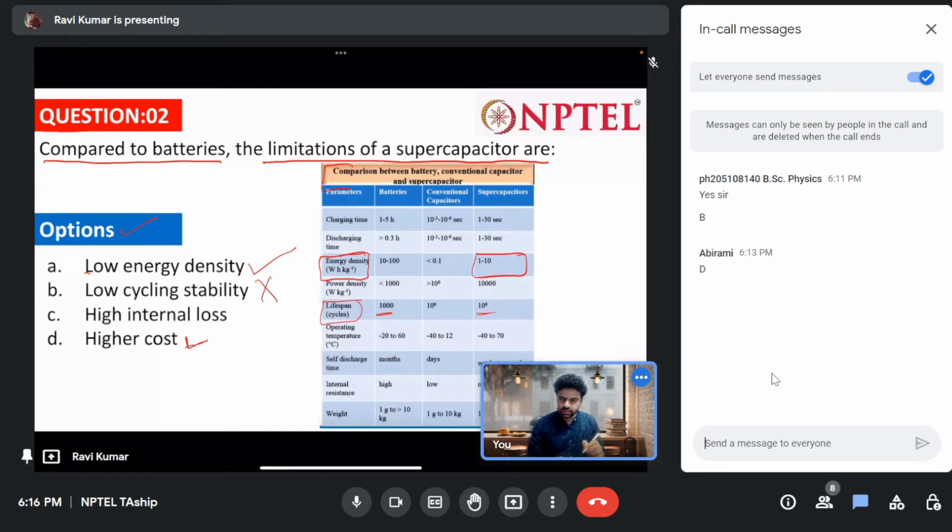Now next says high internal loss. High internal loss, then there should be self discharge. So self discharge time for battery is in months, while for a supercapacitor it's week to month. So yes, high internal loss. Higher cost, no. Supercapacitors are not costly. Even lithium ion batteries are also costly. So this option is not correct. So our answer will be A and C.